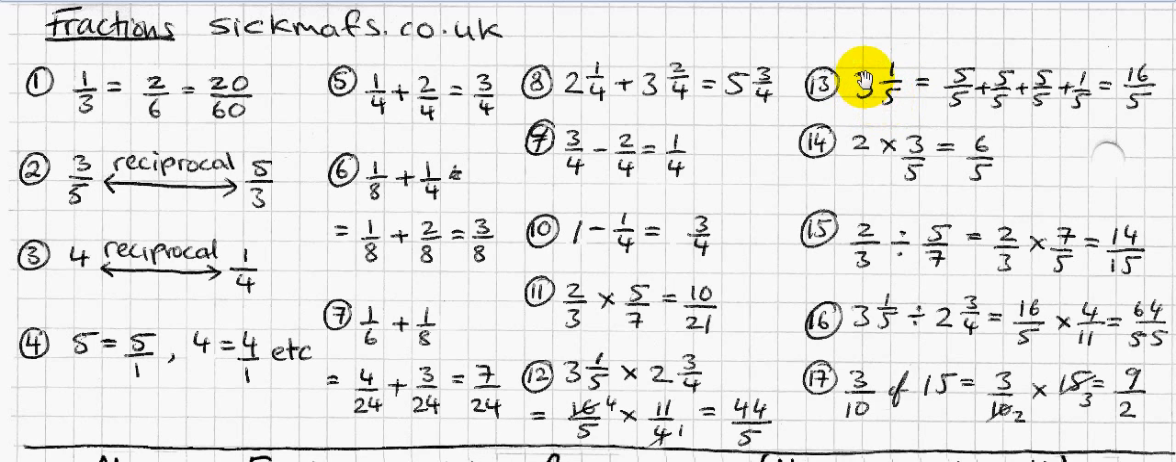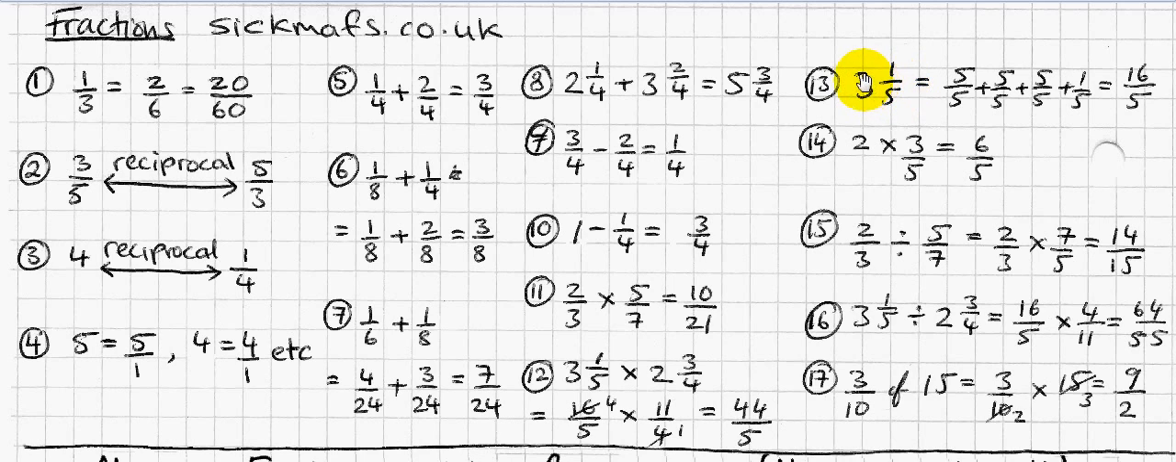I could say 3 is 1 plus 1 plus 1. And 1 can be written as 5 fifths, if we're talking about fifths. So 5 fifths, another 5 fifths, another 5 fifths. We've got 3 times 5 fifths, which is 15 fifths, and then we've still got that 1 fifth at the end over there. So you've got 15 fifths here, and 1 fifth there. You've got 16 fifths.